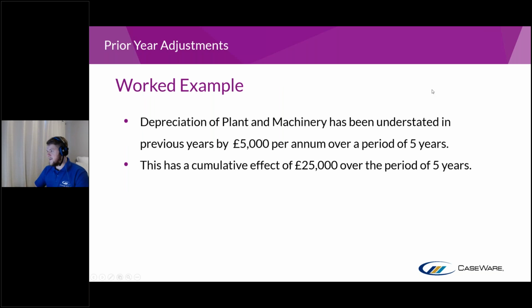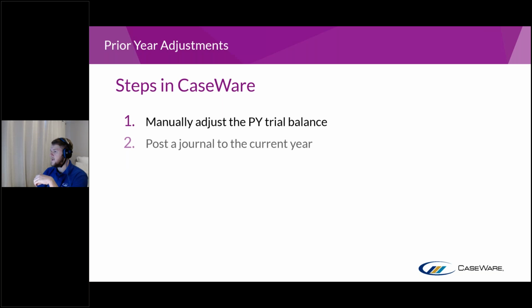So to go through the example, we're going to look at depreciation in plant and machinery. Okay, so in this example, we're going to say that for the last 5 years, the depreciation has been understated in the accounts by £5,000 per year. Okay, so if we add those 5 years up over that 5-year period, there's been a cumulative effect of £25,000 over that time. Okay, so that's just a little bit to illustrate how this is going to work.